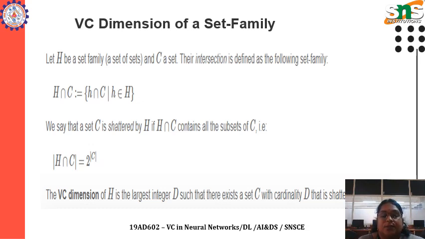So we see the VC dimension of a set family. H is a set family and C is a set. So C should be present inside the set, the intersection of H and C, where small h belongs to capital H. Okay, this is the basic dimension of a set family.